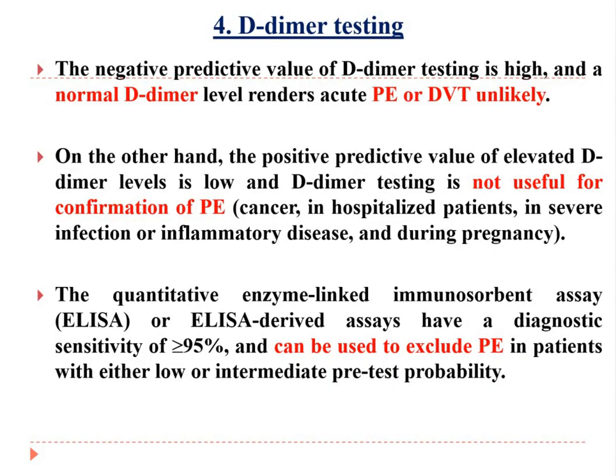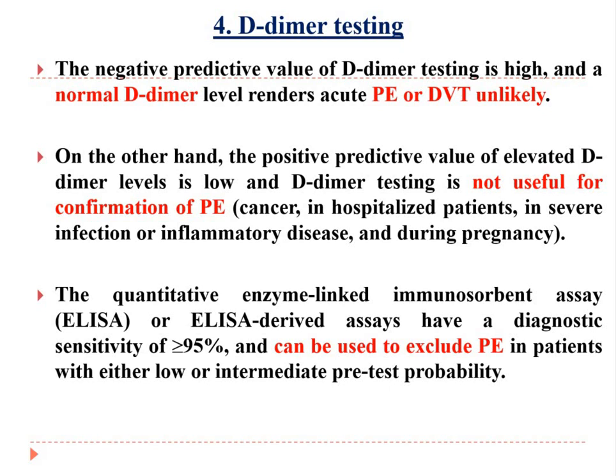And now let's discuss laboratory tests. D-dimer testing. The negative predictive value of D-dimer testing is high, and a normal D-dimer level renders acute pulmonary embolism or DVT unlikely. On the other hand, the positive predictive value of elevated D-dimer levels is low, and D-dimer testing is not useful for confirmation of pulmonary embolism.